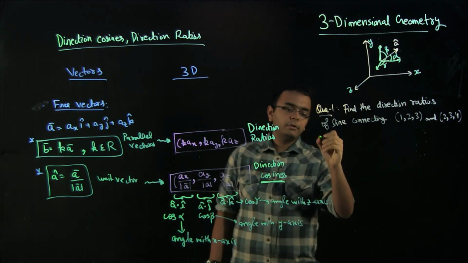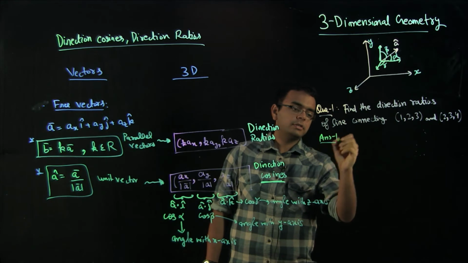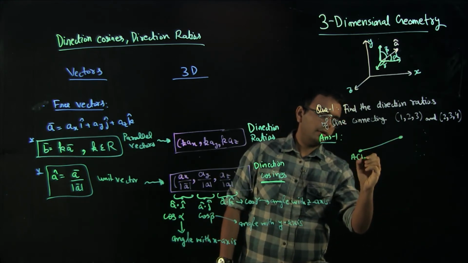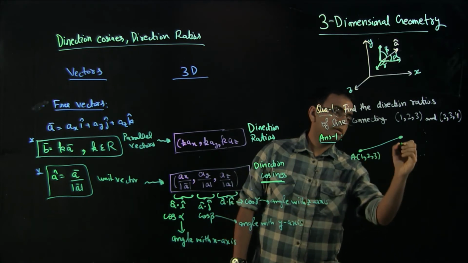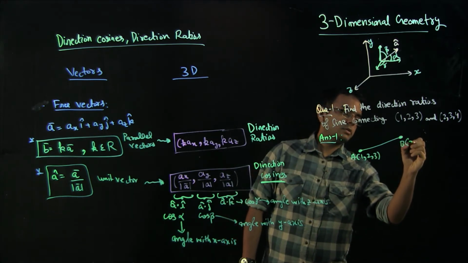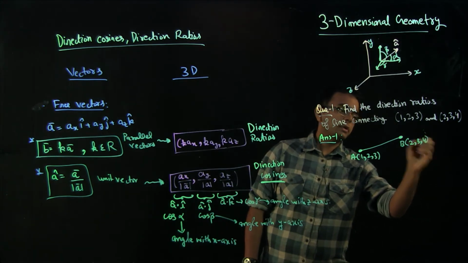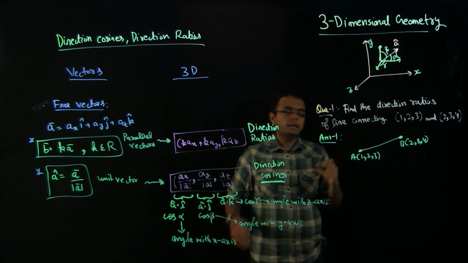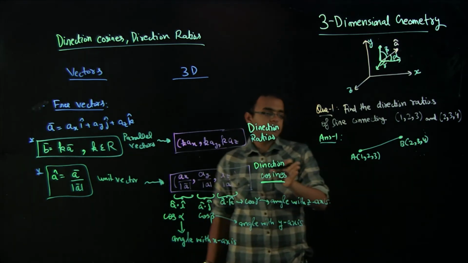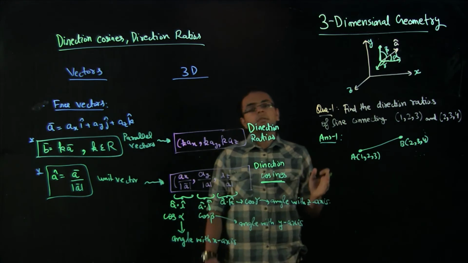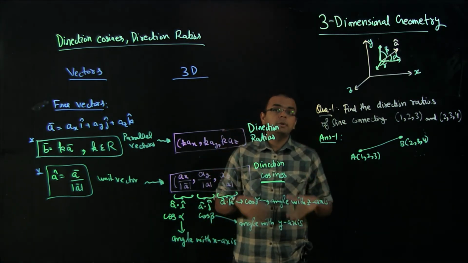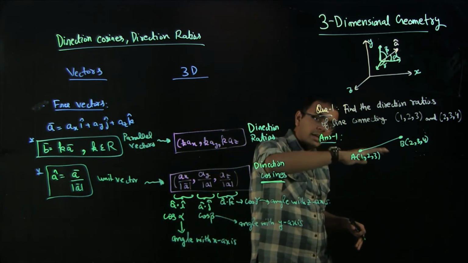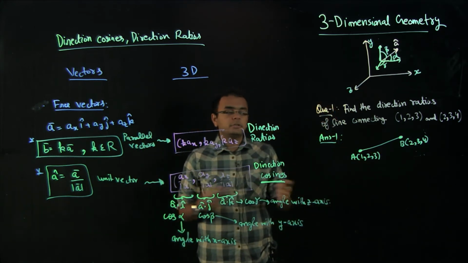If I were to understand this problem, the question says that we have 2 points, A, which is (1, 2, 3), and B, which is (2, 3, 4). Now I have to find the direction ratios of the line connecting these 2 points. So this is the line, and what does direction ratio mean? It may not be that obvious suddenly, but direction ratios mean all the vectors parallel to this line, and we have to find direction ratios for them.